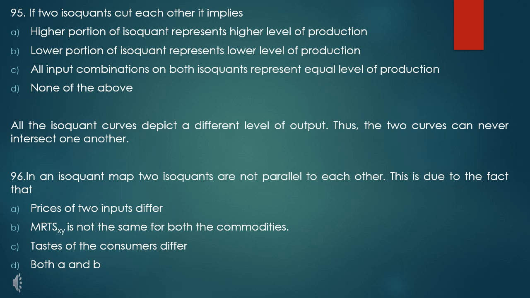Question number 96. In an isoquant map, two isoquants are not parallel to each other. This is due to the fact that: prices of two inputs differ, MRTS of XY is not the same for both the commodities, taste of the consumer differ, both A and B.